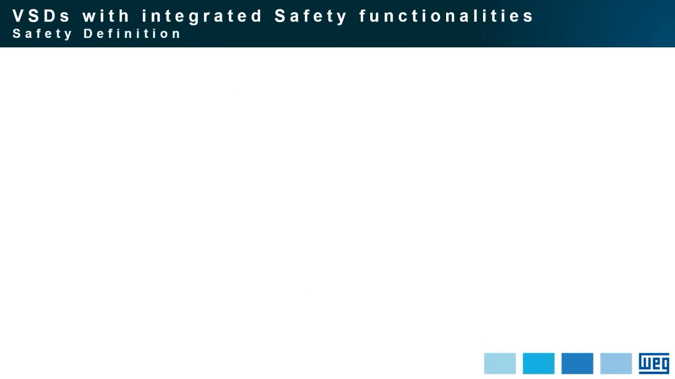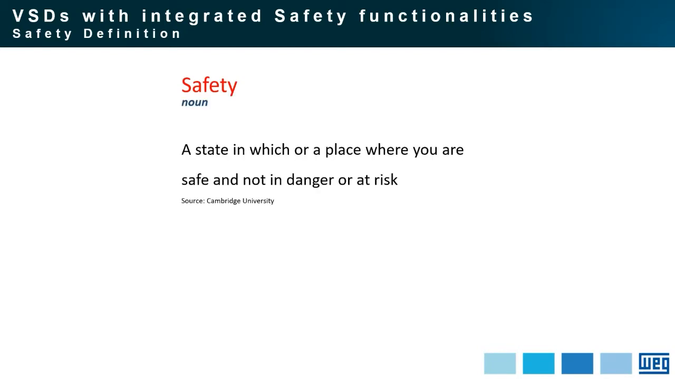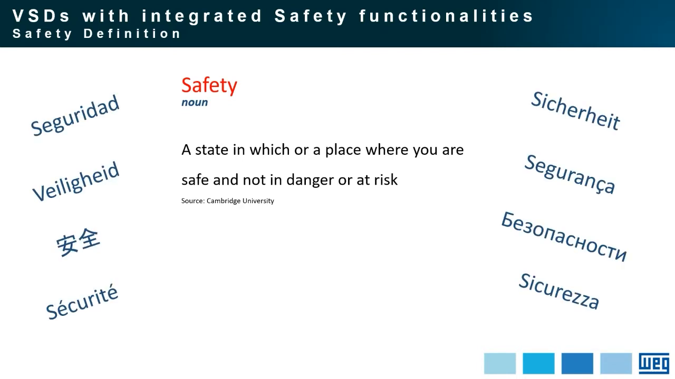First of all, what does safety mean? What is safety for you? According to the English definition from Cambridge University, safety is a state in which, or a place where, you are safe and not in danger or at risk. If you are not living in a country that speaks English, I'm sure you can find other words in your language with the same definition.